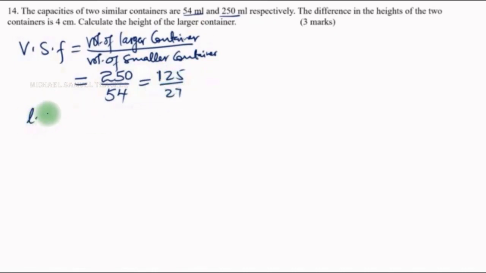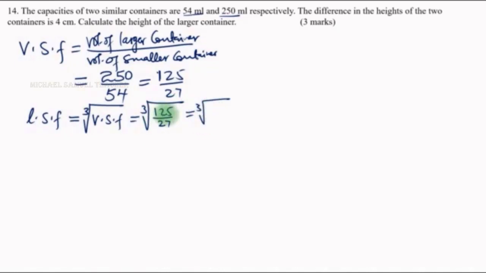We need to get linear scale factor in order to get the height. So linear scale factor will be the cube root of the volume scale factor. And in our case, volume scale factor is 125 over 27. This is the same as cube root of 125 is the same as 5 cubed, and 27 is the same as 3 cubed. Therefore, cube root of 5 raised to 3, that is 5, and the other one is 3. So that is the linear scale factor.